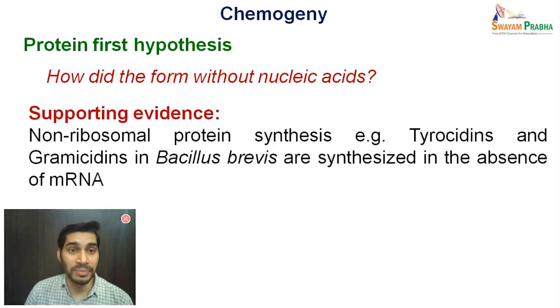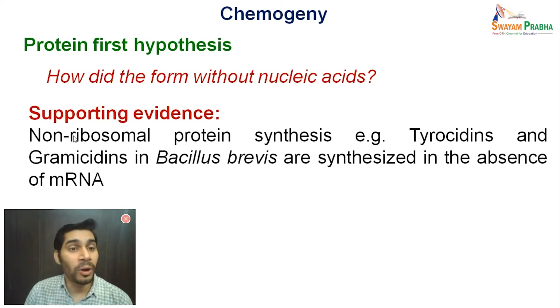Again, the question comes, how did the protein come into existence? How did they form if there was no nucleic acid, if there was no DNA or RNA? How was the protein formed? Where did it get translated from? But again, there is supporting evidence for the protein first hypothesis as well, which people have cited.